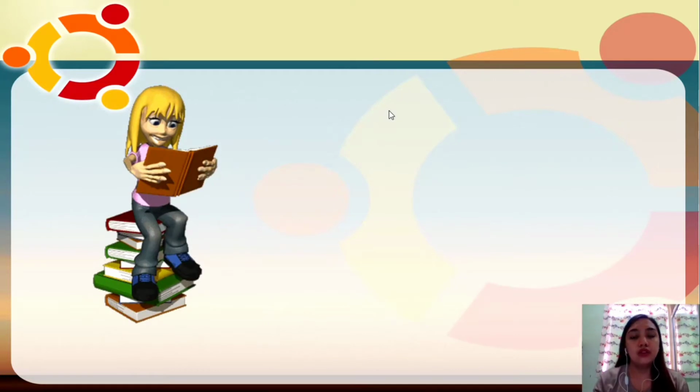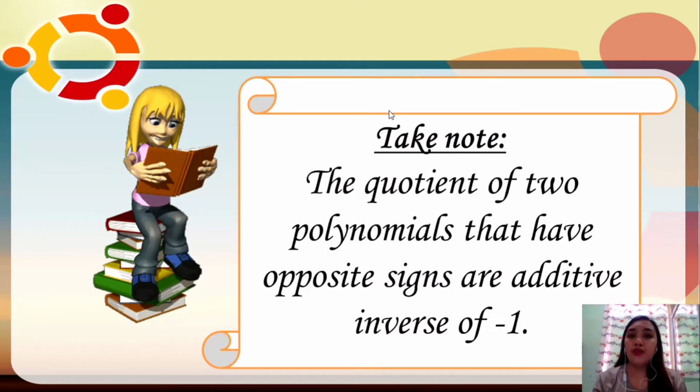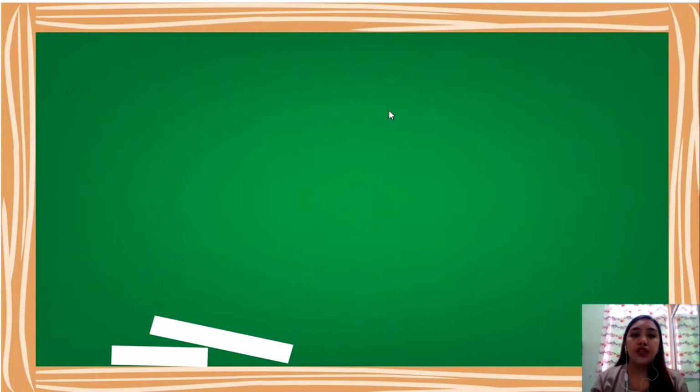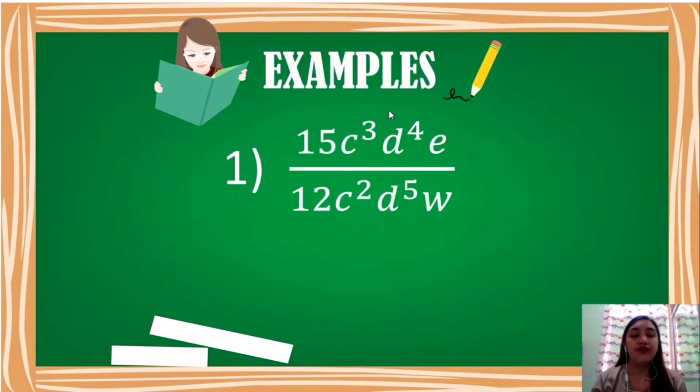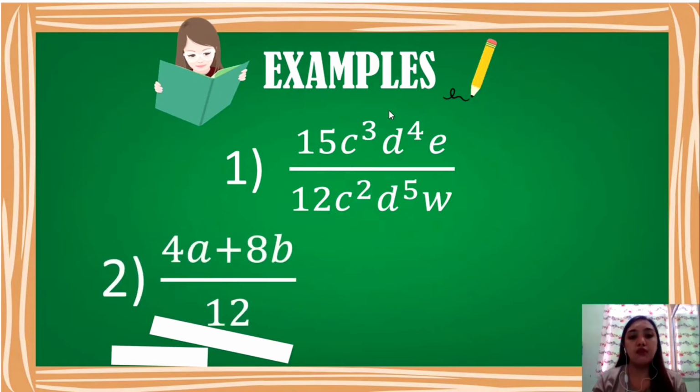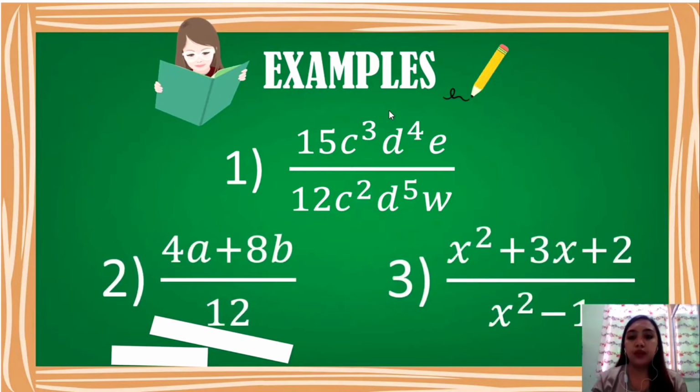So, take note. The quotient of 2 polynomials that have opposite signs is the additive inverse, -1. These will be the examples. We have 3. Number 1, 15c to the 3rd power d to the 4th power e over 12c to the 2nd power d to the 5th power w. The second one, we have 4a plus 8b over 12. The third one, we have x squared plus 3x plus 2 over x squared minus 1.